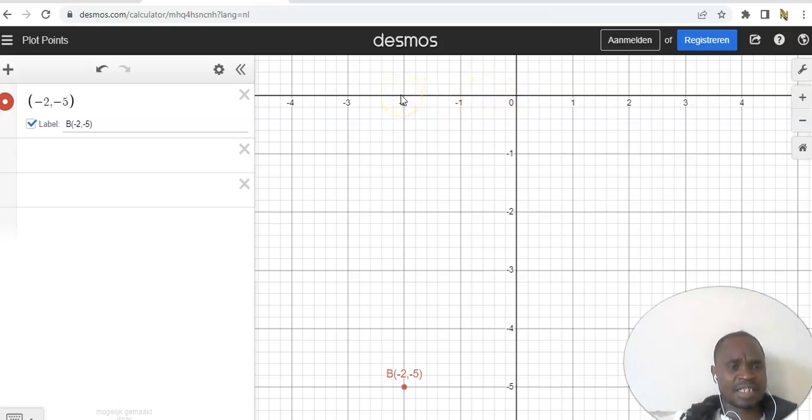Then on the y-axis it's also -5. It's negative, so you move down on the y-axis. If it is positive you move up on the y-axis. So now we are moving down, which is 1, 2, 3, 4, 5. So this point B is (-2, -5). Are we together?